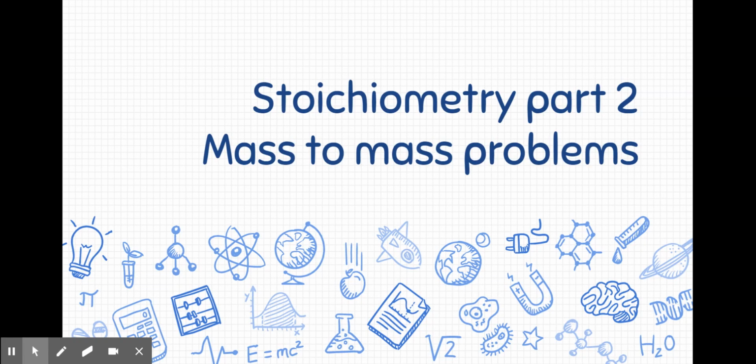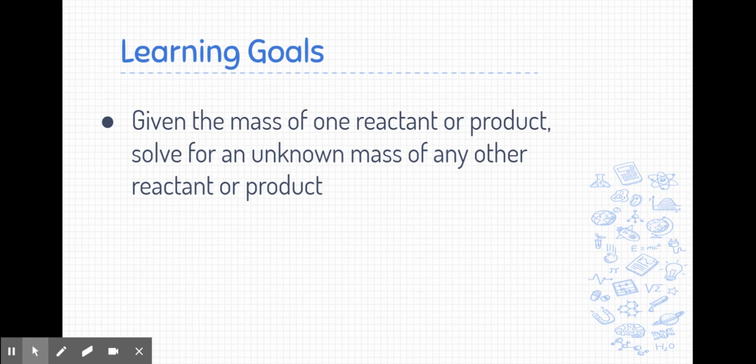Welcome everyone to part 2 of our video on stoichiometry. In this video, we are going to look at how to solve mass-to-mass problems. Specifically, if we are given the mass of one reactant or product, we're going to learn how to solve for an unknown mass of any other of the reactants or products in a chemical reaction.